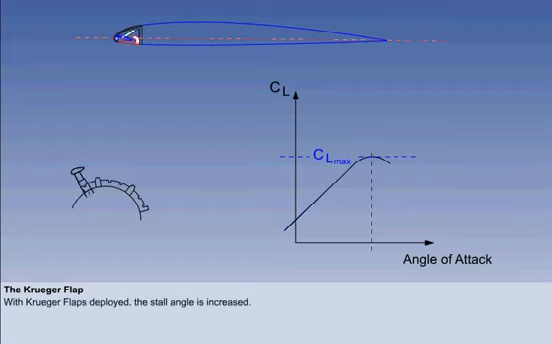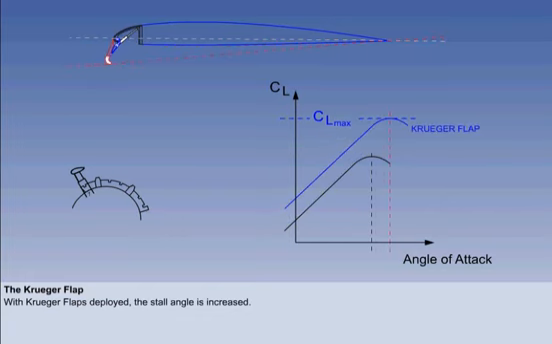In this example, a selection of flaps 1 activates the Kruger flaps. They will remain fully out until the flaps are selected from flaps 1 to flaps up during retraction. With the Kruger flaps out, the camber of the wing is increased. And as you can see, CL max is increased. In addition, the forward end of the chord line is lowered, which increases the stall angle.